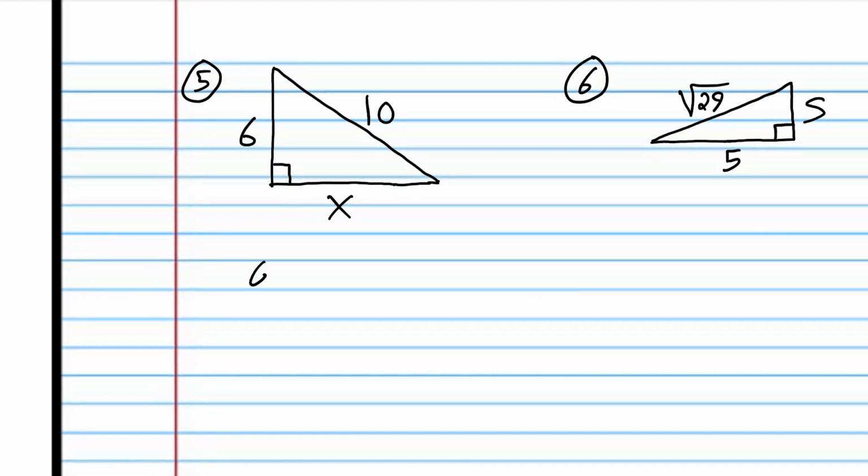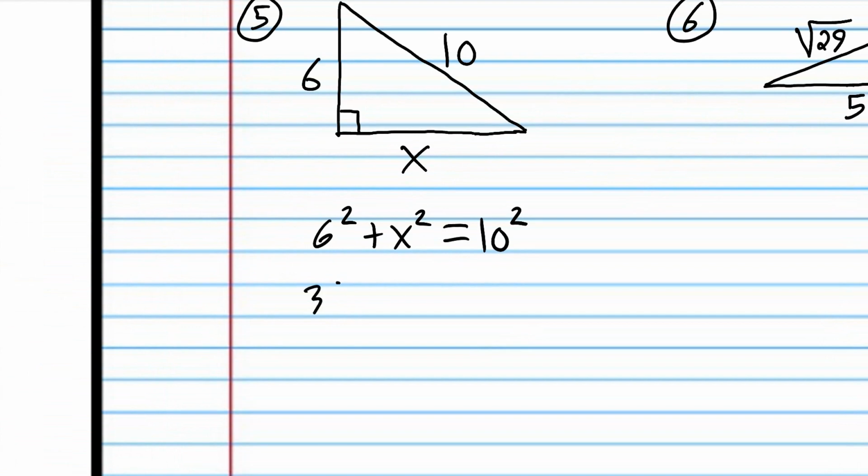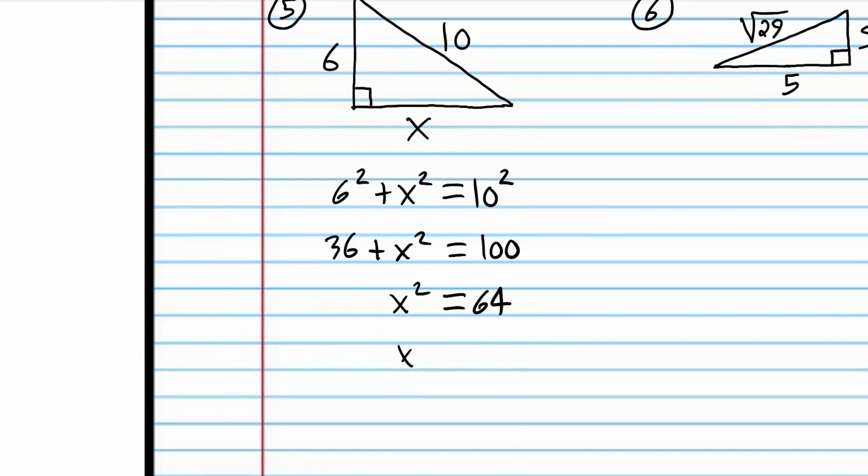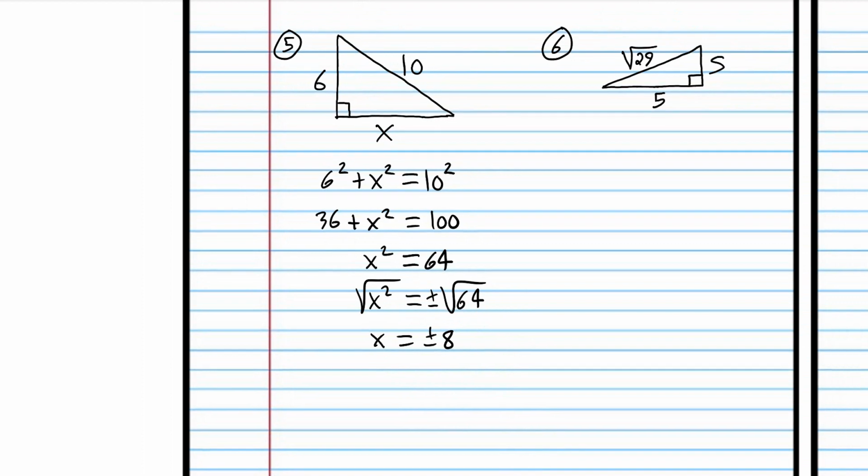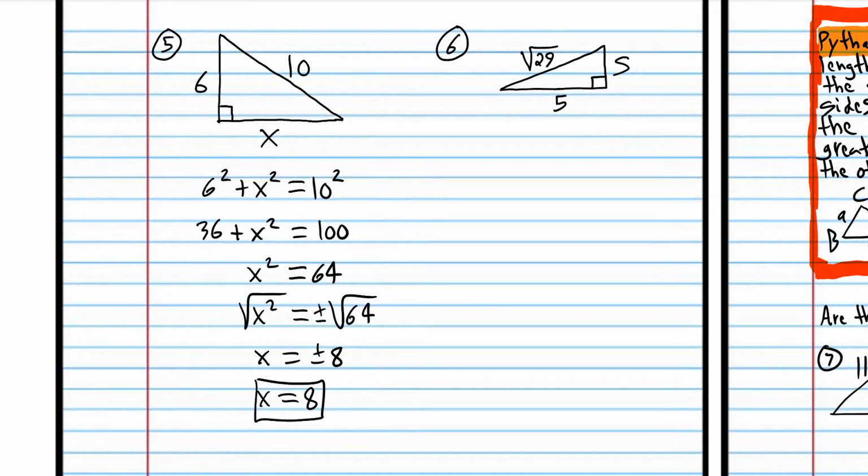All right, we're back. 6 squared plus x squared is equal to 10 squared. And 6 squared is 36. 10 squared is 100. Subtract 36 from both sides, and we get 64. And square root both sides. And we have x is equal to plus or minus 8. But of course, the side of a triangle cannot be negative. So our answer is 8. So if you got 8, good job. Try number 6, and when you come back, we'll do it together.